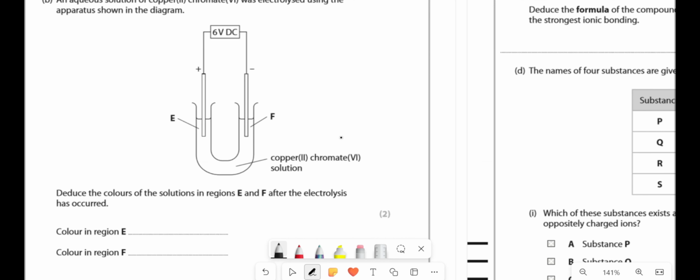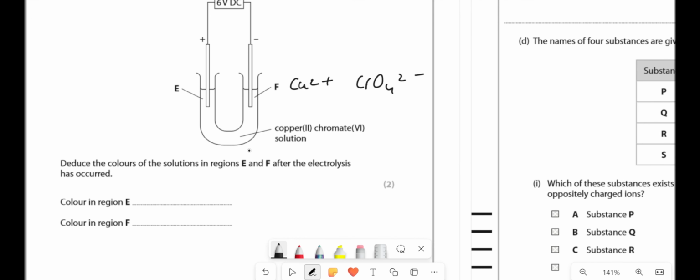So we're dealing with copper chromate, which means we're going to have Cu2+ and CrO4 2-. The Cu2+ is going to go to the negative electrode, and the CrO4 2- is going to go to the positive electrode. So in E, we've got our CrO4 2-, which is yellow, and then we've got F, which is the Cu2+, which is blue. So unfortunately, you just have to remember those colors.